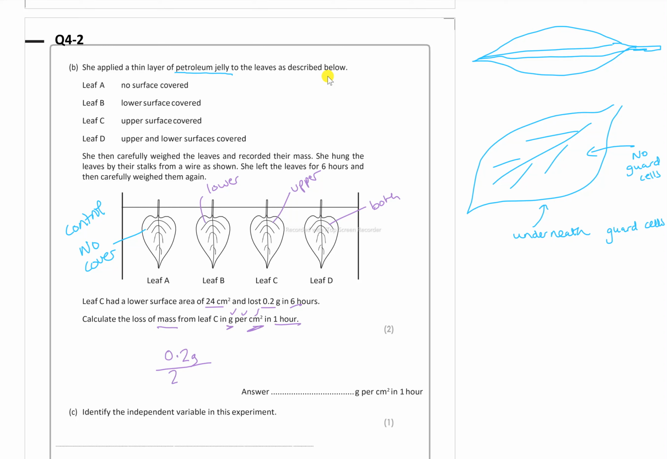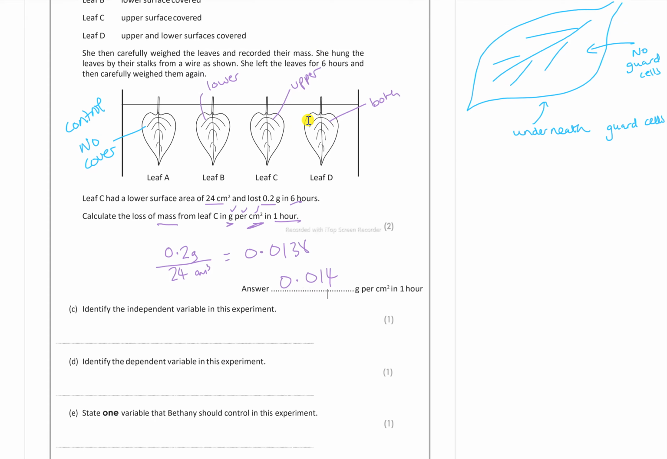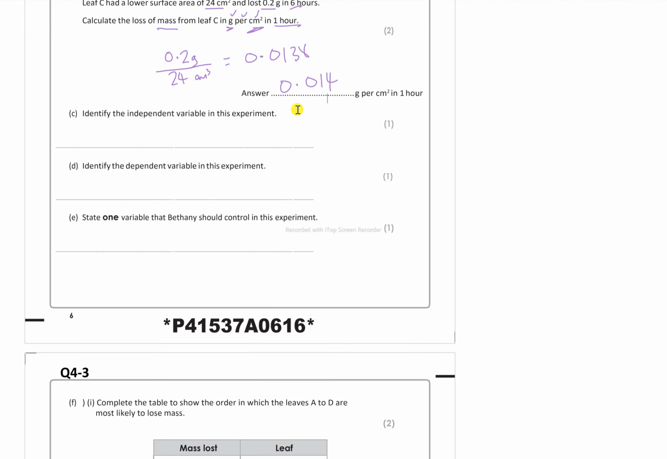So what's the surface area? 24. Right, centimeter cubed. So that gives us the right unit. So what is 0.2? It should equal 0.0138, or you can round it up to 0.014. They'll allow both. Right. So we're looking at the independent variable.